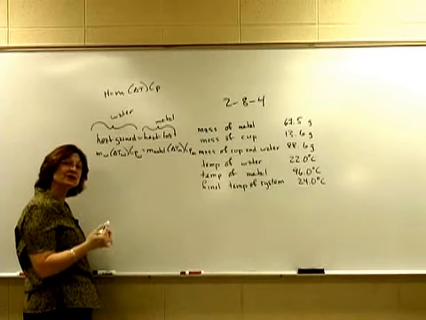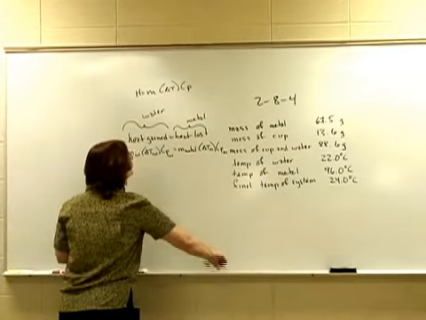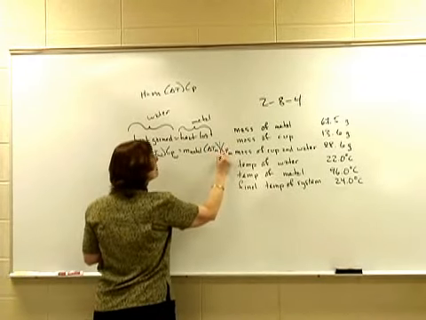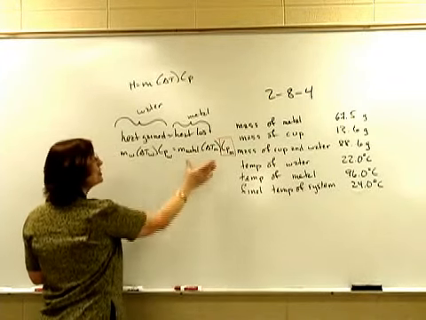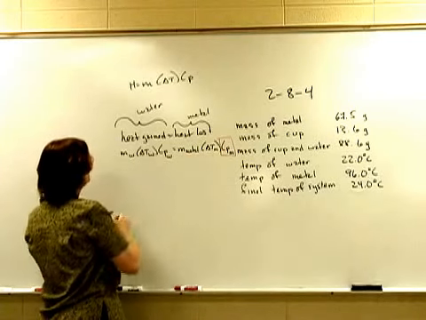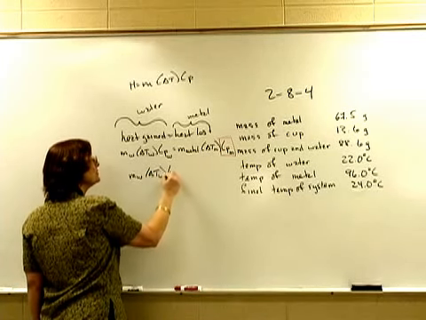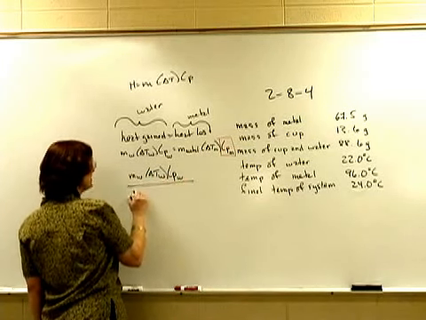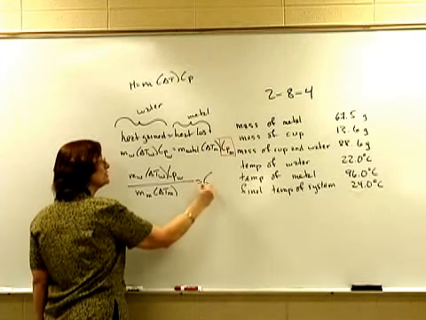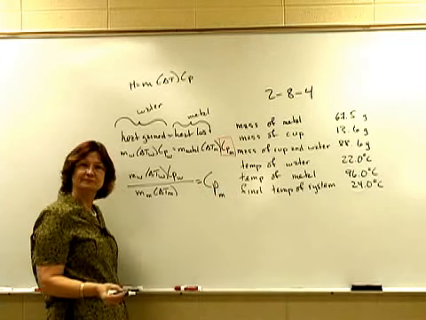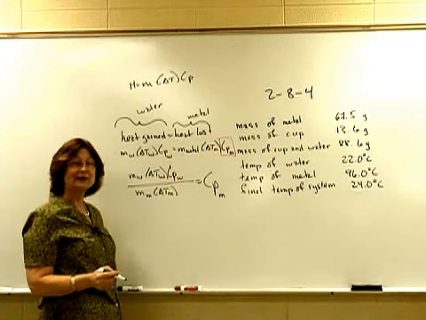Now I will rearrange this equation to solve for my one thing that I'm looking for, which is the specific heat of the metal. Therefore, to undo this multiplication, I will divide. So I have the mass of the water, the change in temperature of the water, the specific heat of the water divided by the mass of the metal, the change in temperature of the metal, will be equal to the specific heat of the metal. Now, I know that these values are all going to be found in the data that has been given.